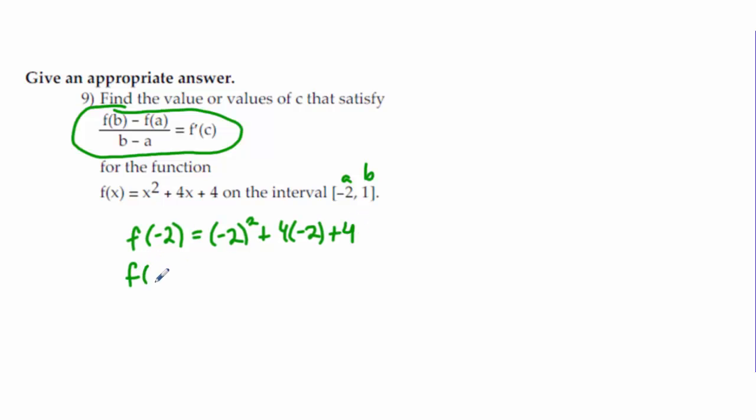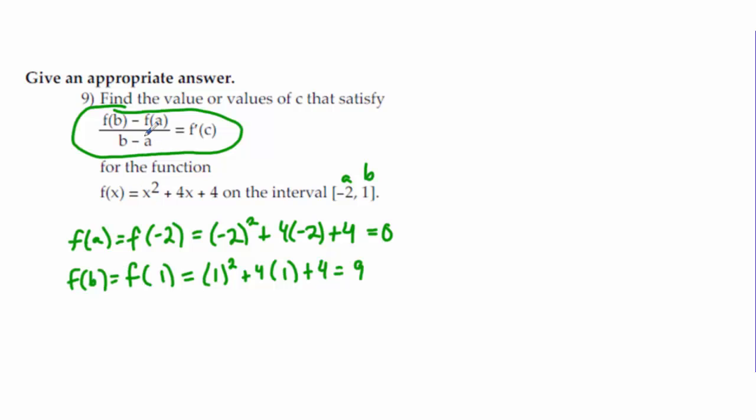And then I'm going to do f of 1, and figure out what these are. So I can just type this in the calculator, or I can try and do them in my head, depending on how confident I feel about my math skills. f of negative 2 gives us 0, and f of 1 gives us 9. And so this is f of a, because that's f of the first thing. This is f of b. So if I plug that into my formula up here, I have 9 minus 0 over b minus a, so 1 minus a negative 2.